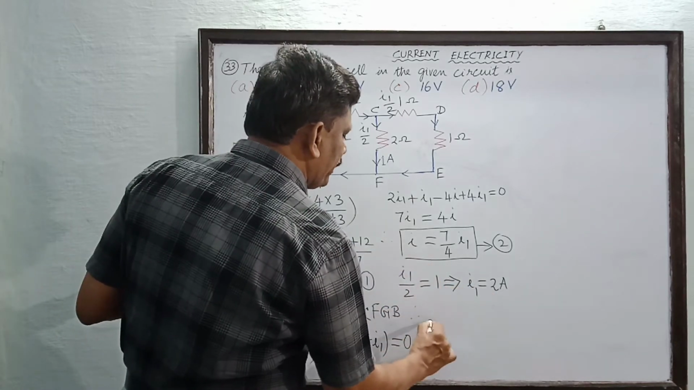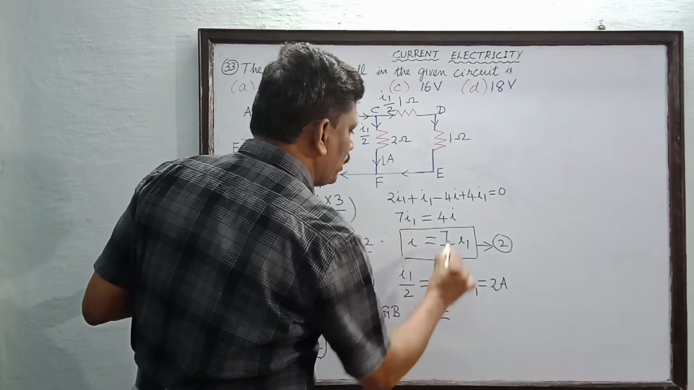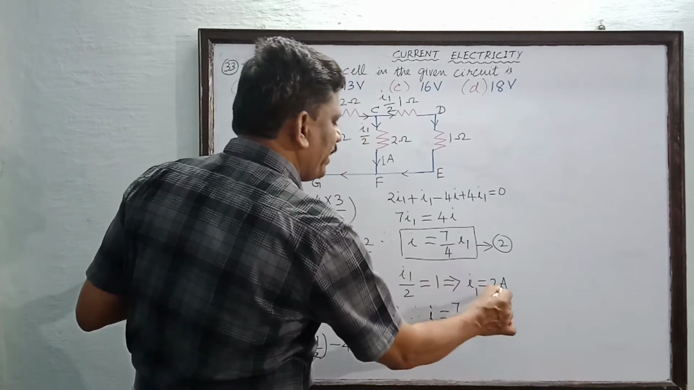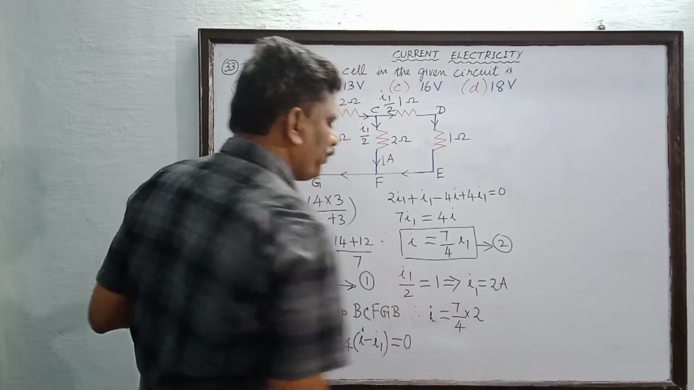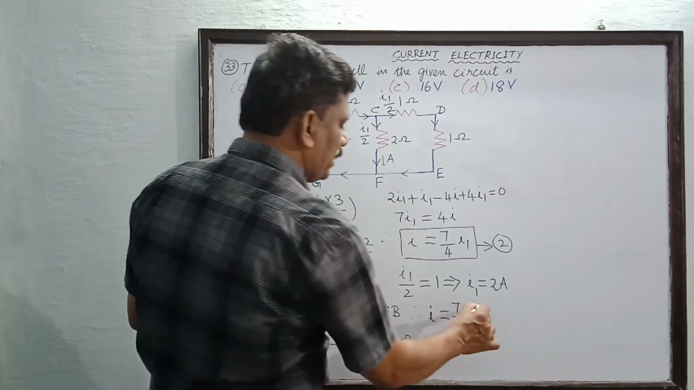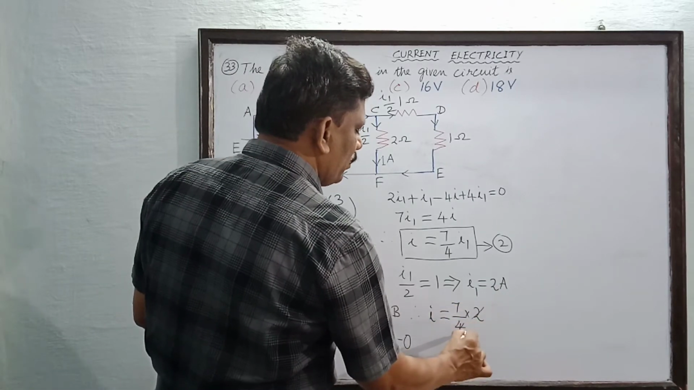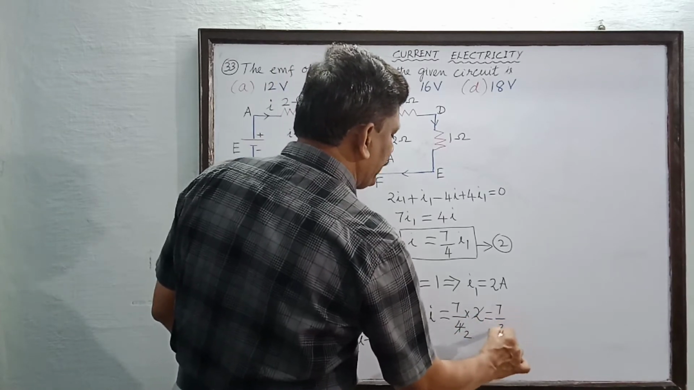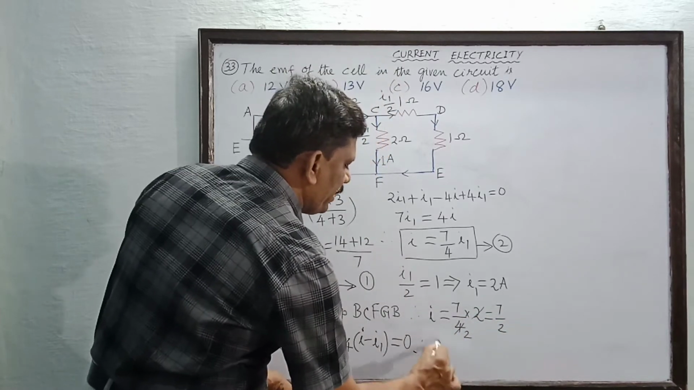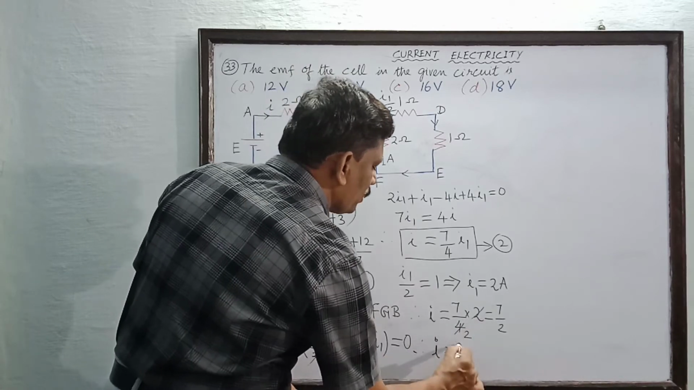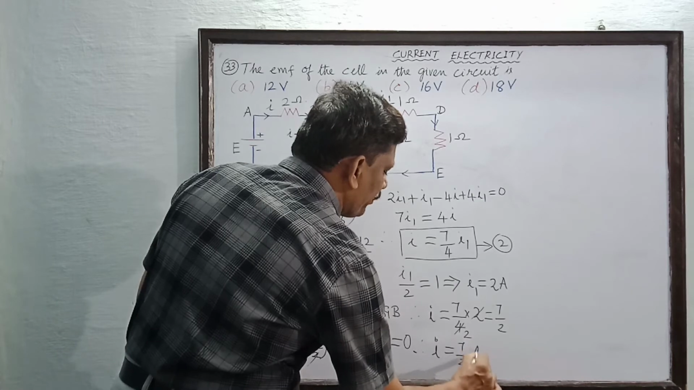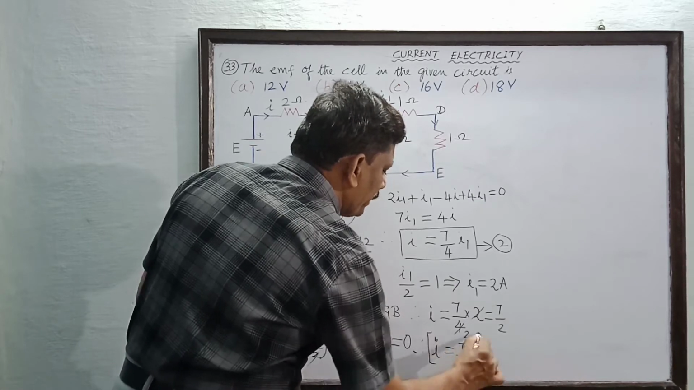So what is the main current? I can easily find out. I have found the value of I1 now. I1 is equal to 2 ampere. Therefore, what is I equal to? I is equal to 7 by 4 into, instead of I1, I will substitute 2. Okay? So now these 2's make 4. So this is equal to 7 by 2. Therefore, what is the main current? I is equal to 7 by 2 ampere. Okay? 7 by 2 ampere.